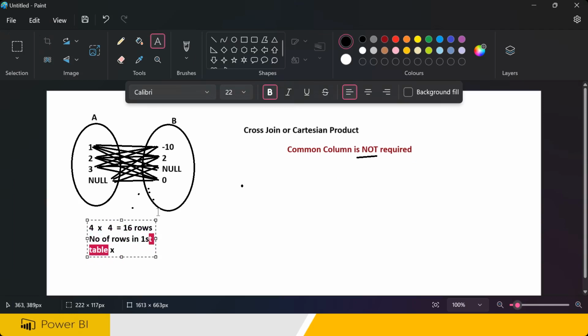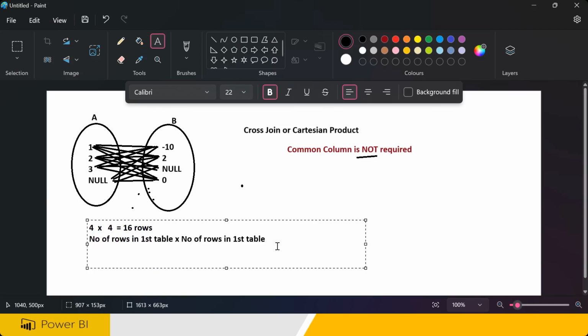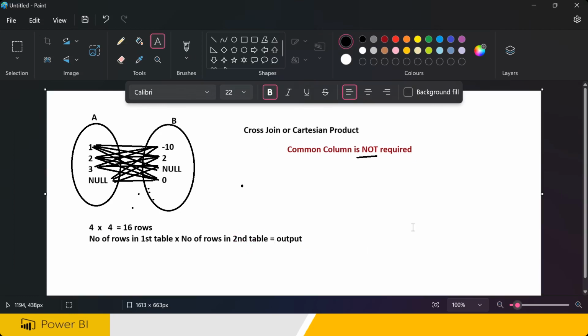So there is no need for a common column here at all. It will be the output of your cross join. If you have 100 values here and 10 there, 100 into 10, you will get 1000 combinations, 1000 rows. Clear?